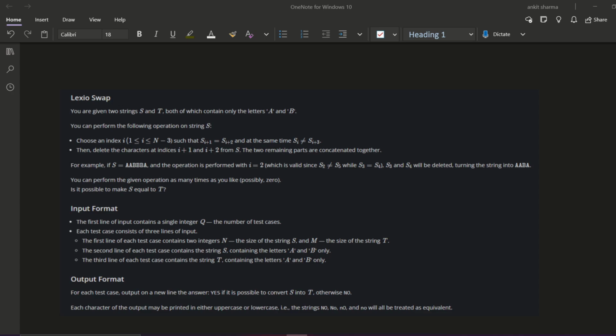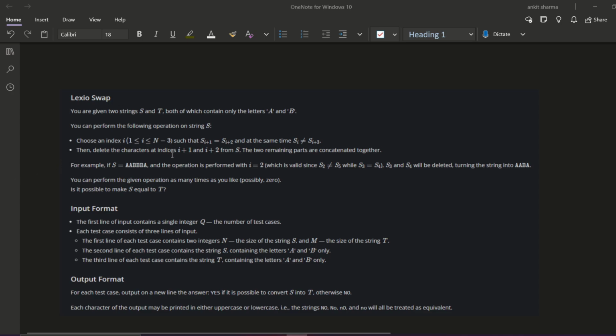We can choose an index I, considering 4 characters right now, such that S[I+1] is equal to S[I+2], and at the same time S[I] is not equal to S[I+3]. Since we are dealing with A and B, the first 3 characters can be equal and the fourth should not be equal, or similarly the first is unequal and the last 3 are equal. So we can have either AAAB or ABBB, triple A then B, or A then triple B.